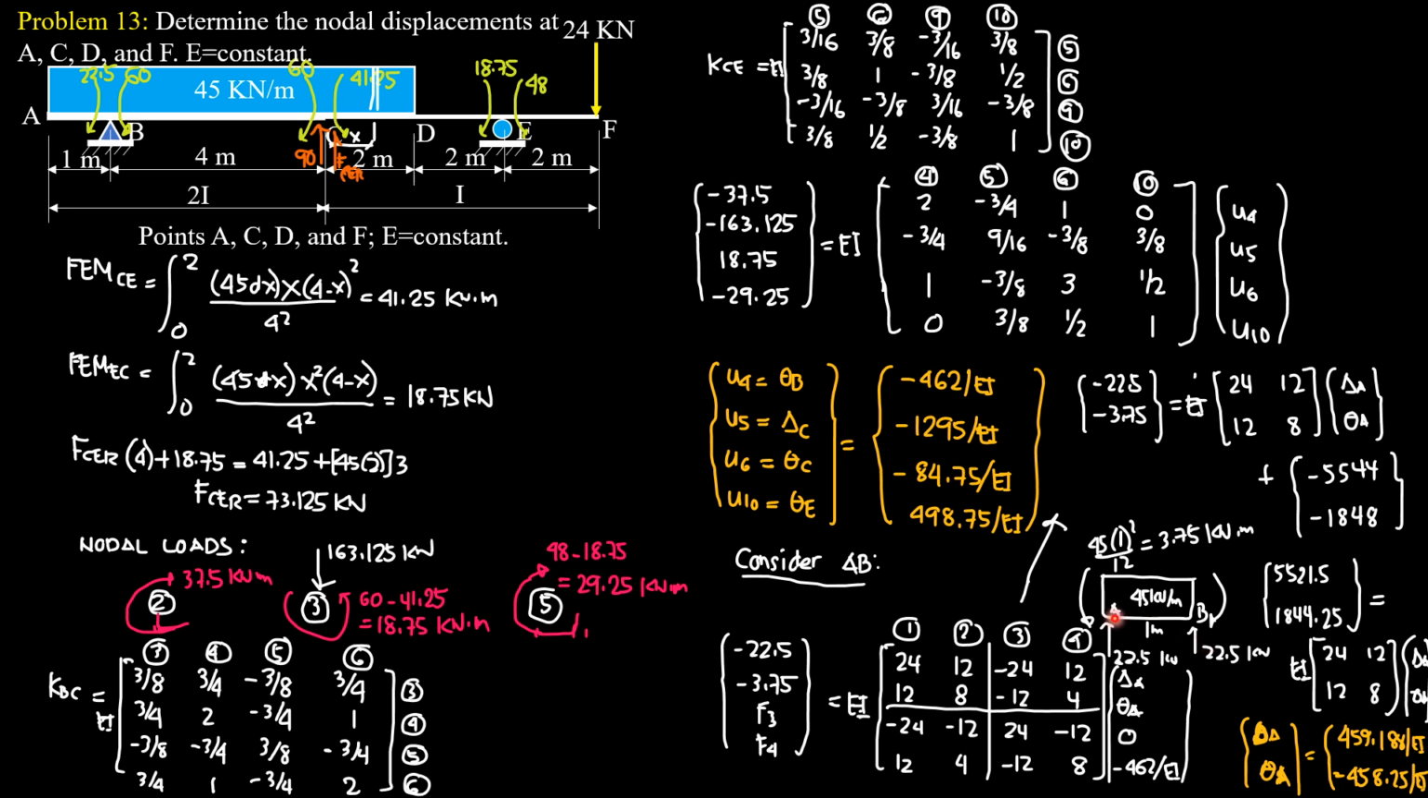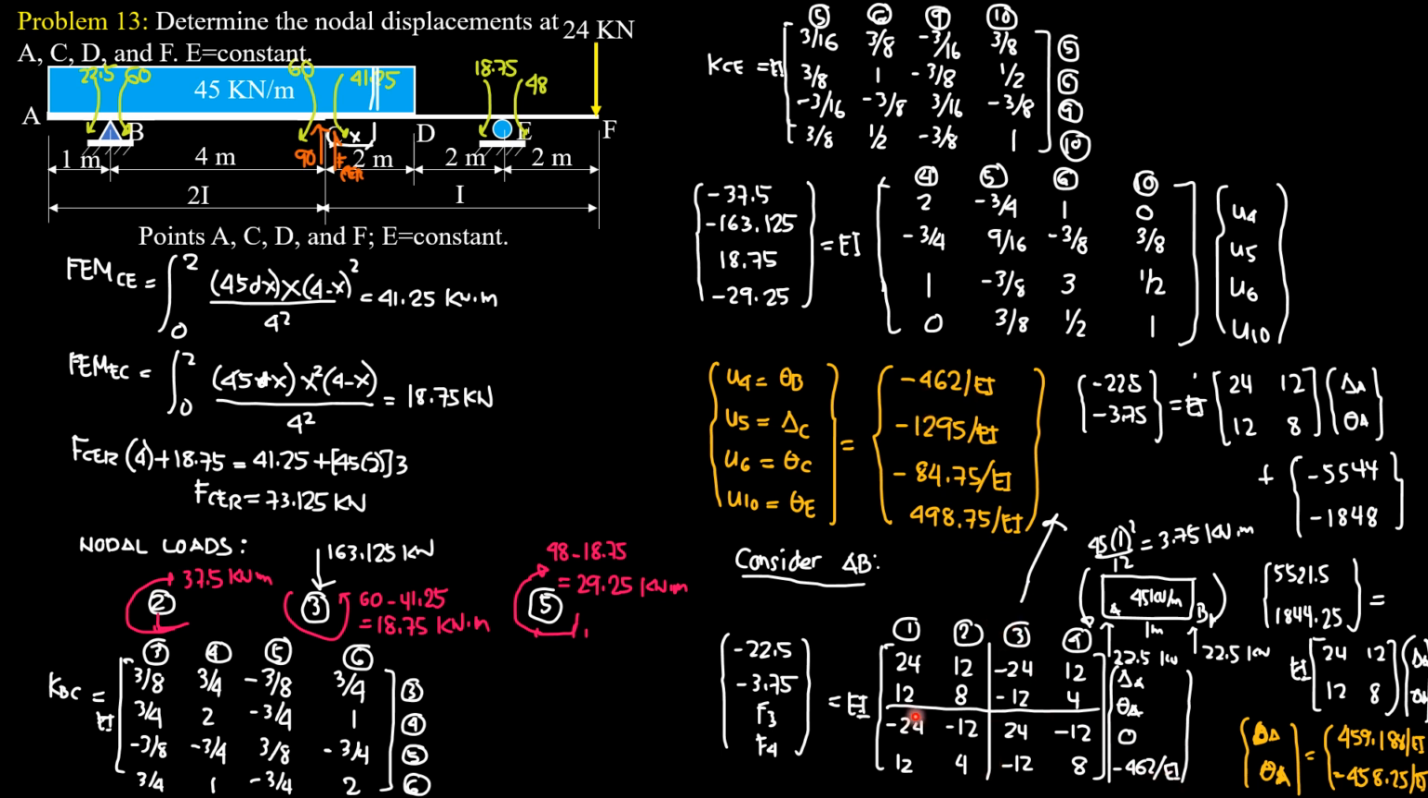So the nodal load at A, or node 1, would be opposite to these fixed forces. So 22.5 downward, negative 22.5. Then this is counterclockwise, so clockwise, negative 3.75. Don't mind F3 and F4 because we have found already theta B. Delta B, of course, is 0 because that's a support. So this corresponds to delta A, theta A, then delta B, which is 0, and theta B, which is already computed, negative 462 over EI.